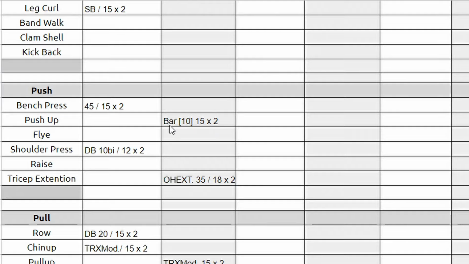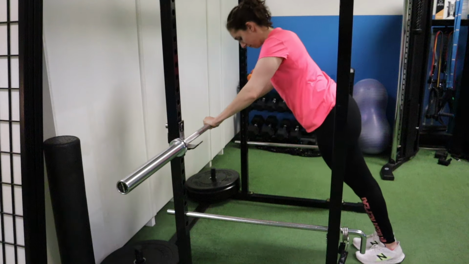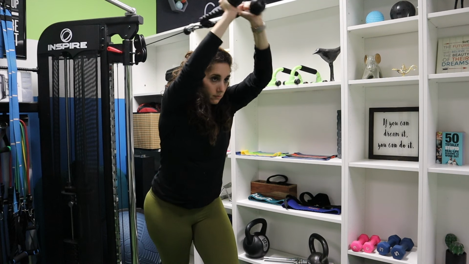bar push-ups here. The 10 stands for the height of the bar. The lower the bar, the harder the push-up. And I like this type of push-up because it's easy to make it gradually harder. We do have overhead extensions here. This is more of an accessory move, and some of those are totally fine.